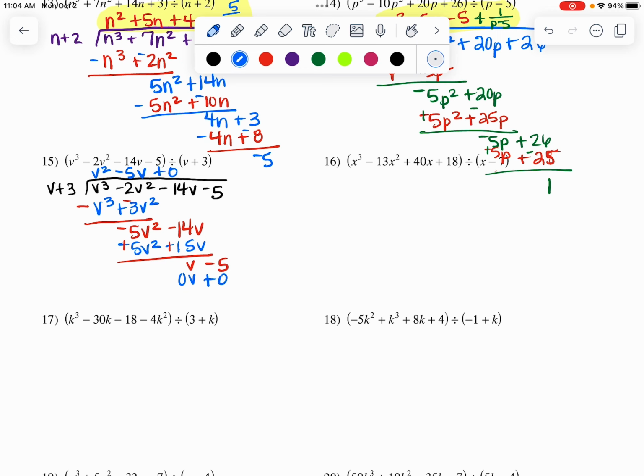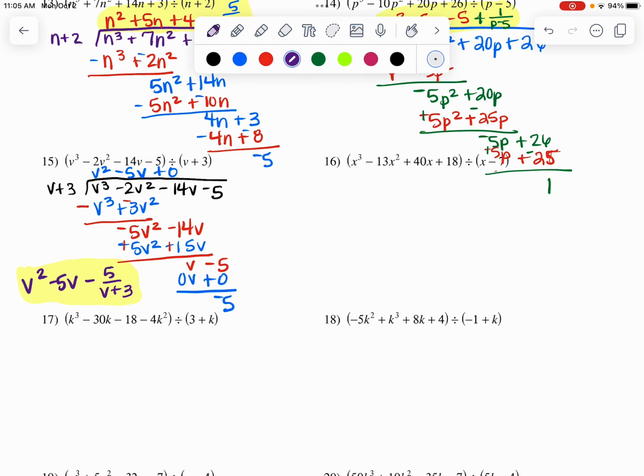And you quote unquote subtract it, so you will end up with a remainder here that happens to be negative 5. So the correct answer to number 15 would be v squared minus 5v minus 5 over v plus 3. You don't have a linear term in this one, again, because of the 0 happening there. So that is number 15. That was kind of a weird one.